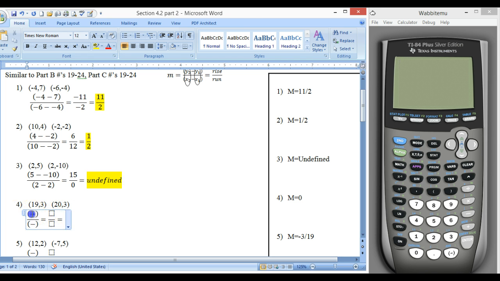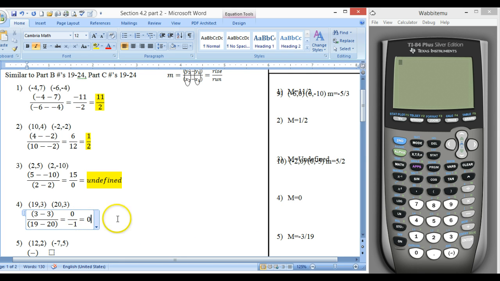All right, let's try the next one. Here I'm just going to pick this y. So 3. Find the other y. It's 3. And then the x that goes with my first 3 is 19. The x that goes with my second 3 is 20. Some of you are already knowing what's going on here. 3 minus 3 is 0. 19 minus 20 is negative 1. 0 divided by anything is 0.